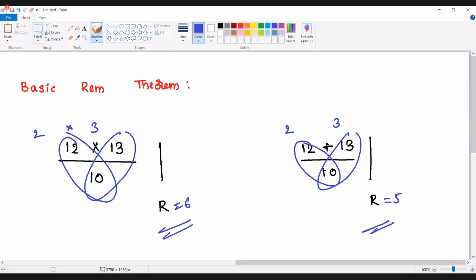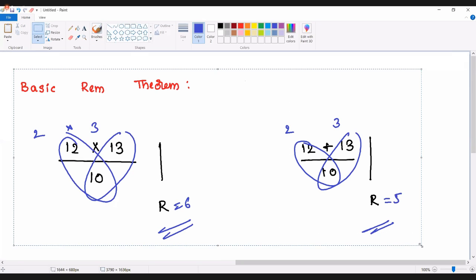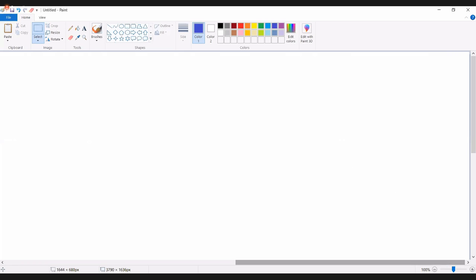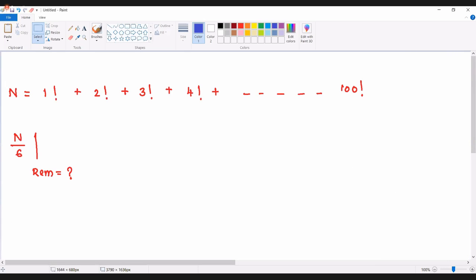So here you are able to see the previous TCS and previous Capgemini question, which is projected in such a way that it's given in factorials. So dear students, please don't get confused by looking at the factorial. Here we have the number 1 factorial plus 2 factorial plus 3 factorial and so on till 100 factorial. When we divide this number by 6, what is the remainder?